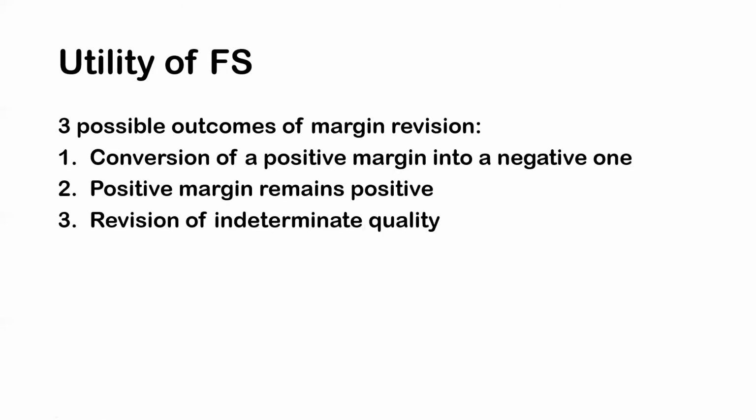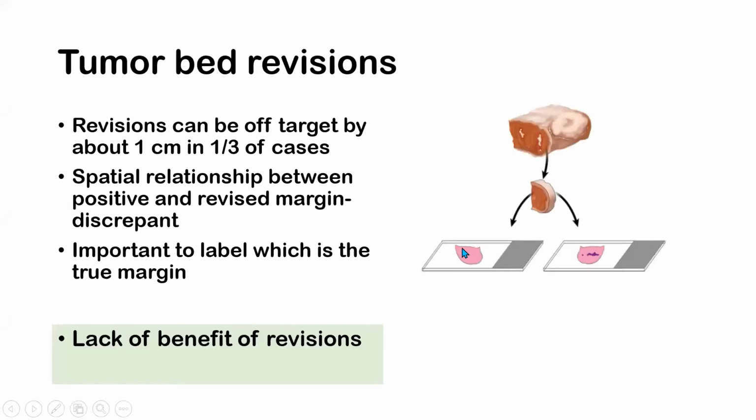So these are the sources, and the basic outcomes of a margin revision are: you can convert a positive margin into a negative one, a positive margin can remain positive, or the revision may be of indeterminate quality. The important challenge with tumor bed revisions is that it's very important for the surgeon to send which side is away from the tumor. That communication has to be there. Otherwise, there can be an error in interpretation, because it has to be linked which side of the tissue sent as a revision is the true margin and which is the false margin. It's important to label the true margin.